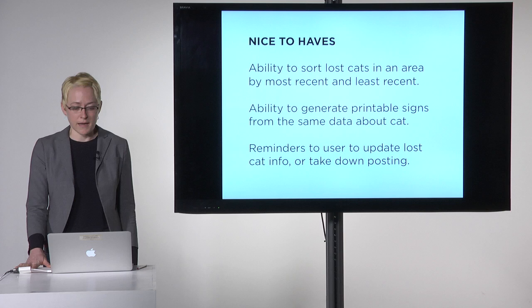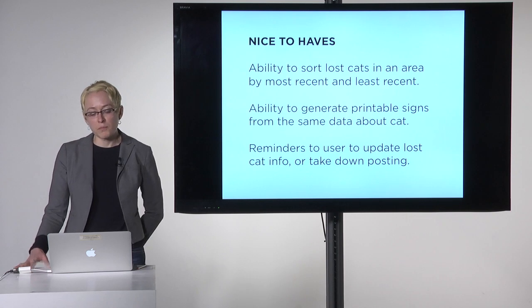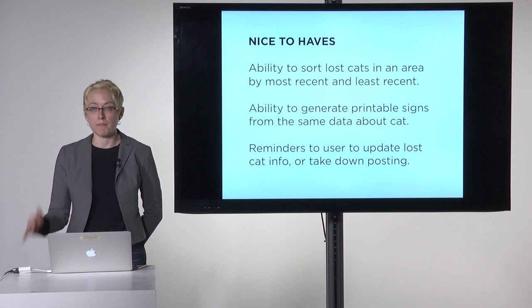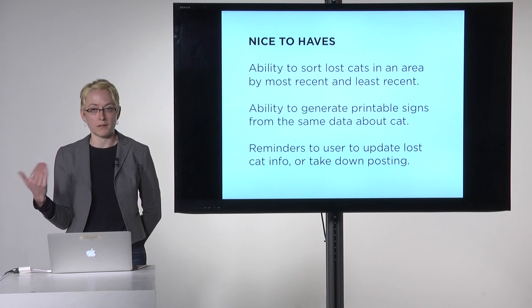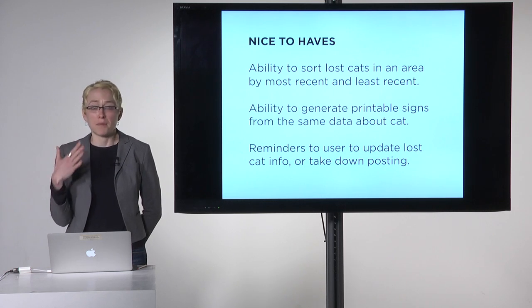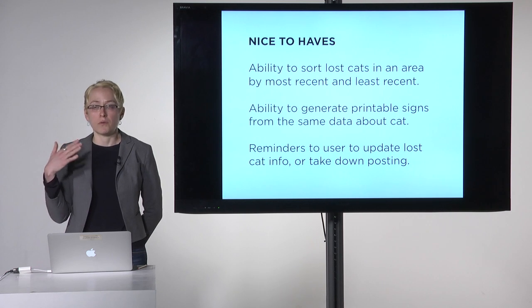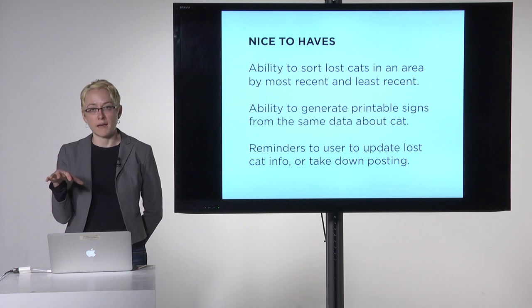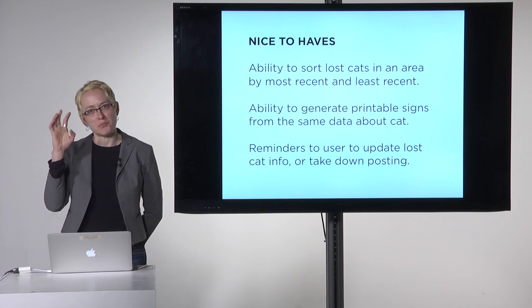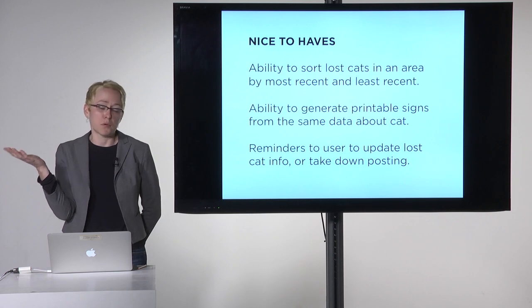So let's move on to nice-to-haves. It would be great if the app had the ability to sort lost cats in an area by most recent to least recent. The sad fact is I might put my cat out there and it might not be found for a month. These Good Samaritans who are trying to find cats would want to sort and see which cats were most recently lost, because those are the ones that are most likely to be found.